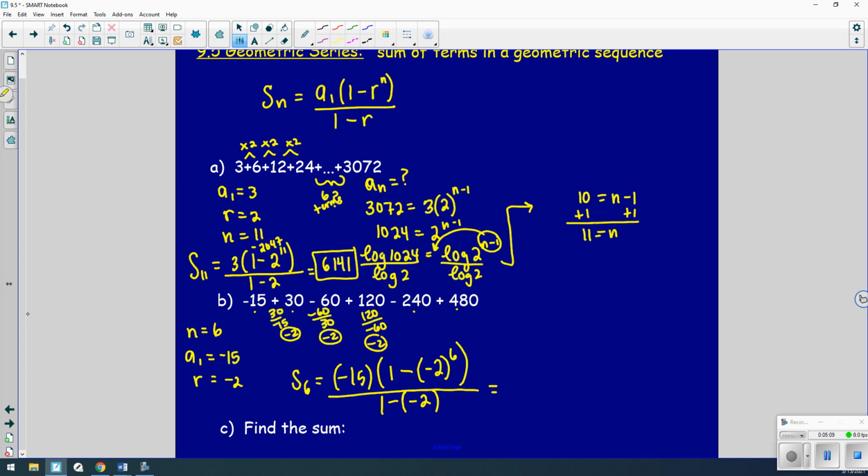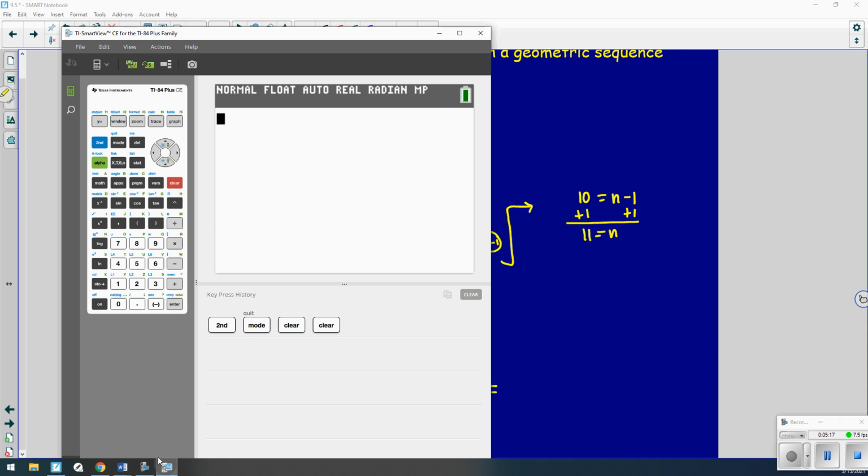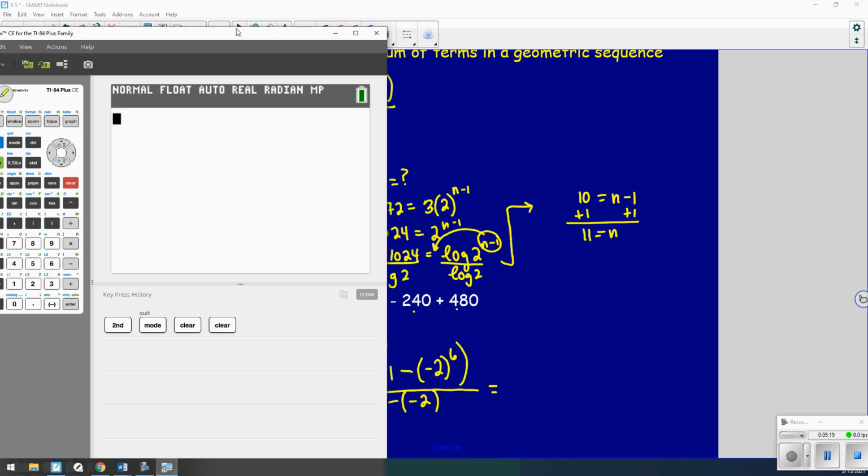-2 to the 6th power. In fact, you know what? I'm going to pull my calculator up. Pause. Yeah, this one's worth pulling out the big guns for. All right, so here's my graphing calculator.